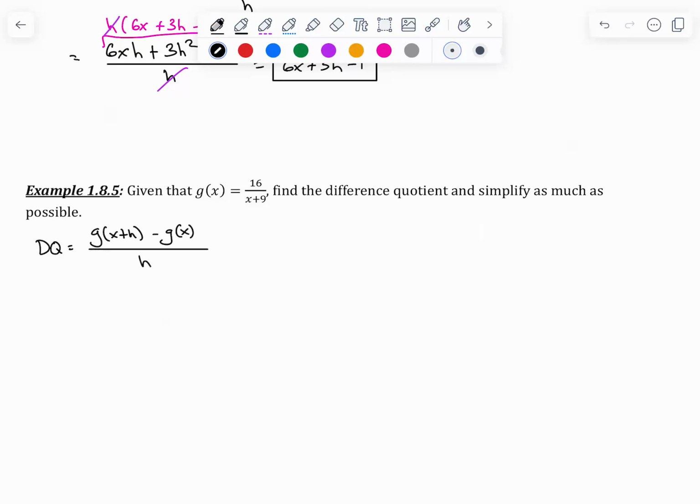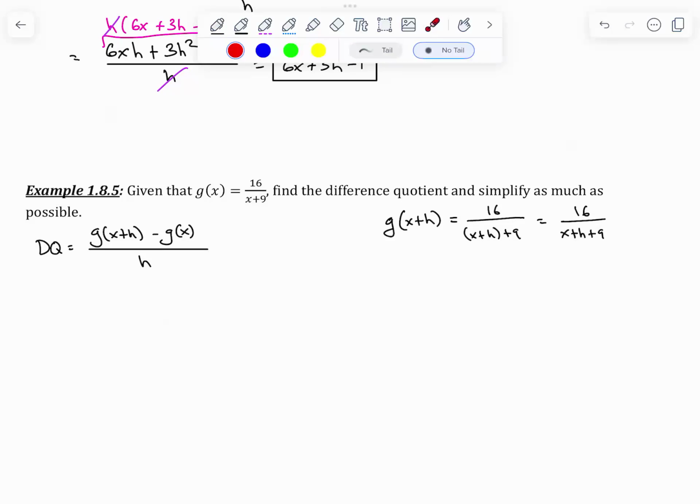And I'm going to calculate g of x plus h off on the side. So g of the quantity x plus h is equal to 16 over parenthesis x plus h plus 9, or 16 over x plus h plus 9. I do this first step for our notes. You can skip it when you're doing it yourself. It's just to show that I'm plugging it into the function. That's the main goal here.